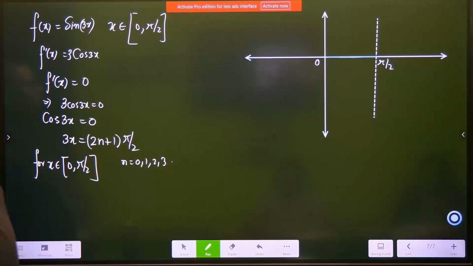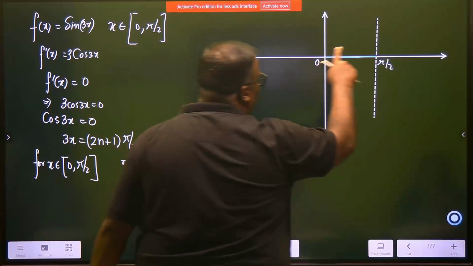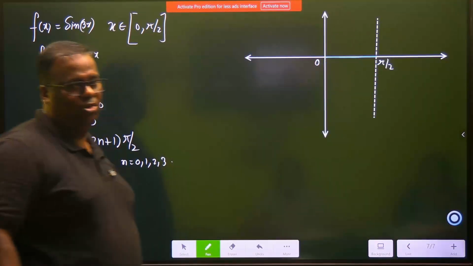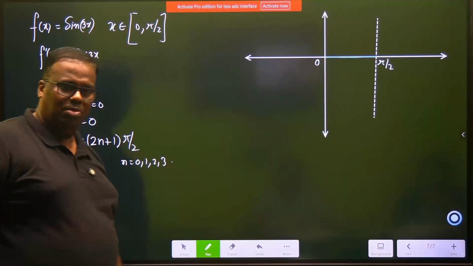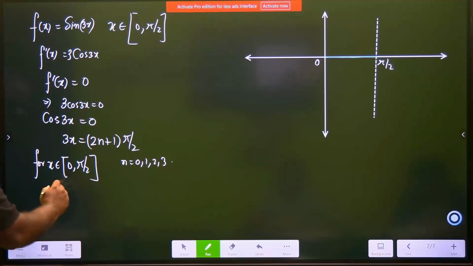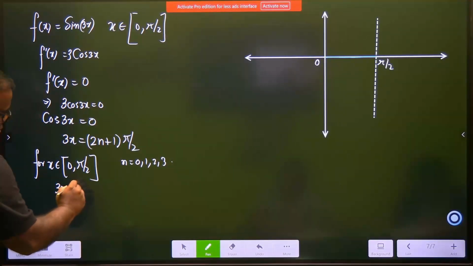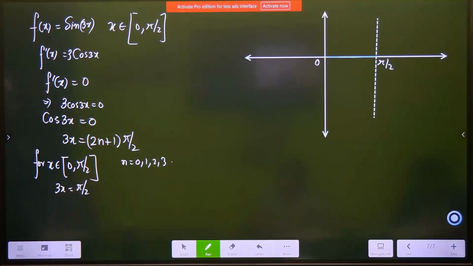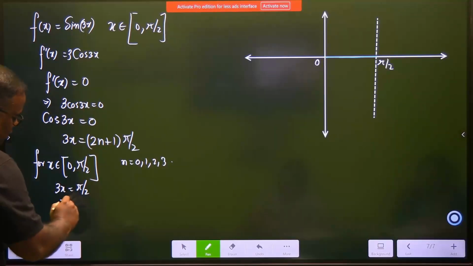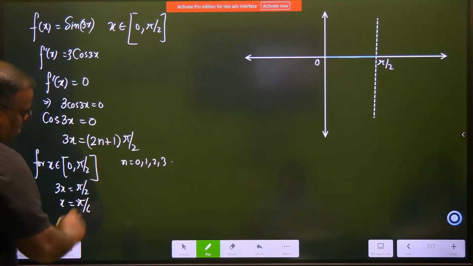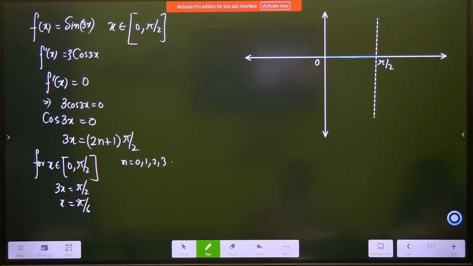The cos function between here and here, where can it be 0? Only at pi by 2. So I can write 3x is equal to pi by 2. So the value of x is equal to pi by 6. Pi by 6 is 30 degrees.